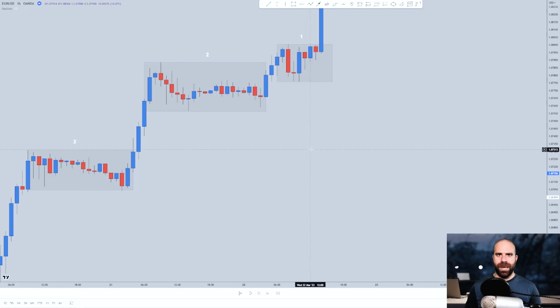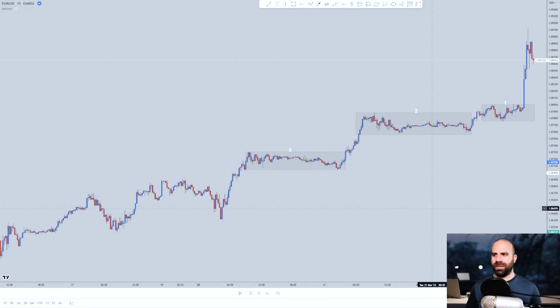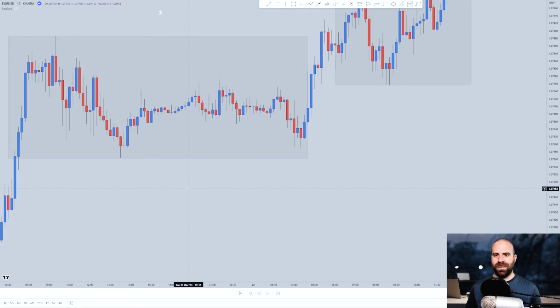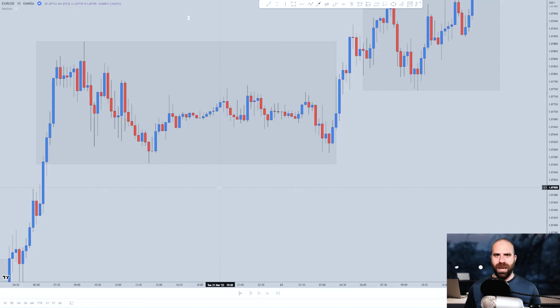What I will do, once again, is scale down to the 15-minute time frame. We will take this area right here and analyze it individually in order to eliminate confusion.